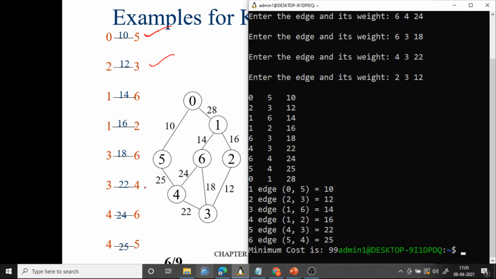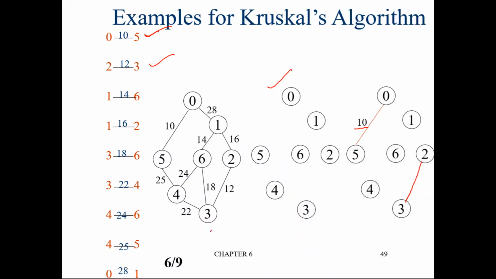First it sorts the edges in ascending order: 0 to 5 with 10, 2 to 3, 1 to 6, 1 to 2, 6 to 3. 6 to 3 or 3 to 6, either way, right? 3 to 4 or 4 to 3, both are the same. 6 to 4 or 4 to 6, both are the same. 4 to 5 or 5 to 4, both are the same. 0 to 1 is of highest cost. Then you see what edges it is adding.